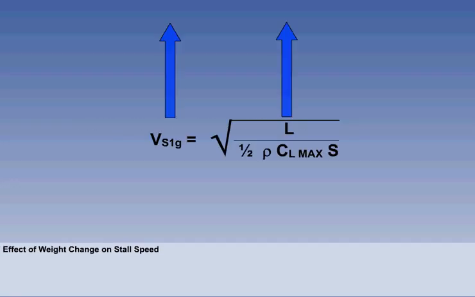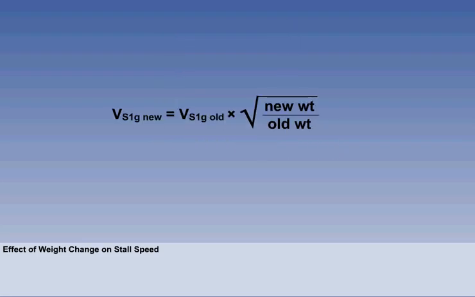At CL max for 1G flight, a change in weight requires a change in lift, and it can be seen from the 1G stall speed formula that, for instance, an increase in weight, and therefore lift, will increase VS 1G. The relationship between basic stalling speeds at two different weights can be obtained from the following formula. The new speed equals the old speed multiplied by the square root of the new weight as a proportion of the old weight, or the square root of new over old.